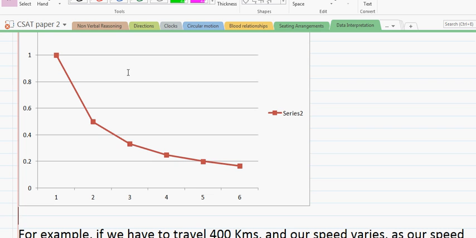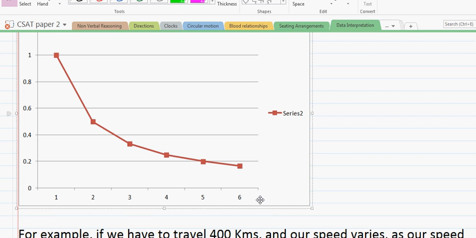An inversely proportional graph looks something like this. So at 1 it was 1, at 2 it became something like 0.5, at 3 it became something like 2.5 or something like that, at 4 it becomes 2.25, at 5 it becomes 2, at 6 it becomes 1.66 or something like that, right? So this is inverse proportionality.